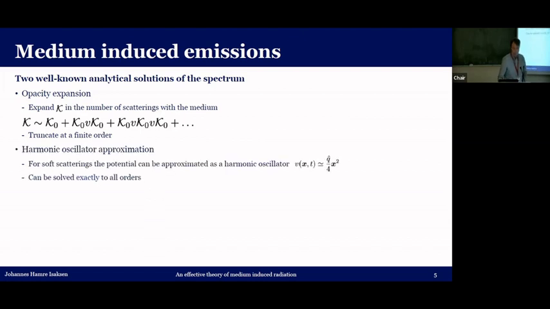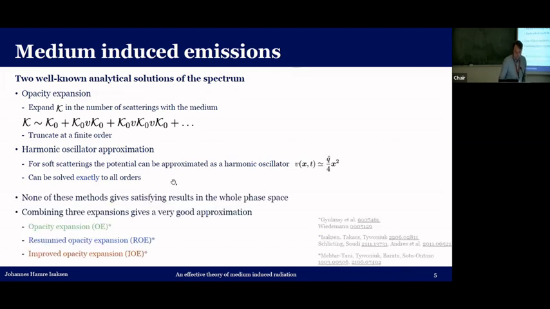The other way to solve this is the harmonic oscillator approximation. For soft scatterings you can approximate this potential V as just q hat, the jet quenching parameter, times x squared. So this is just a harmonic oscillator, and then it can be solved exactly to all orders, which is quite remarkable. The bad thing though is that none of these methods give a satisfying result in the whole phase space. That means that you can't use this for every single emission.